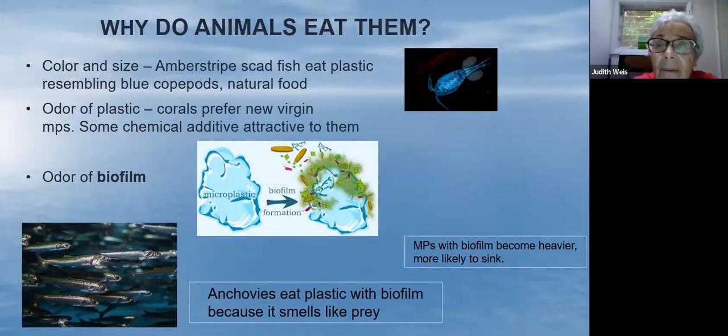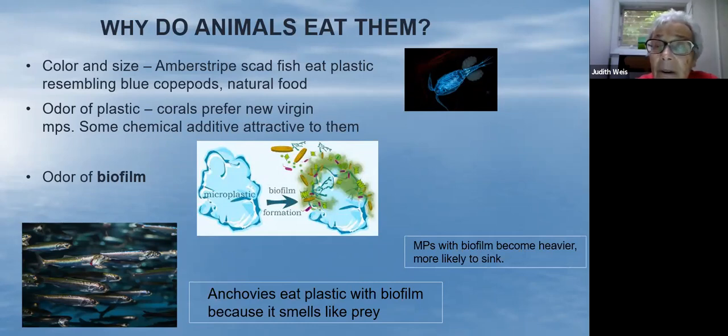A couple of reasons. One is the color and size resembles the food they normally eat. There is a fish called an amber striped scad that normally eats blue copepods. Copepods are a very common type of zooplankton animal, and the ones right near the surface tend to be blue. This fish's favorite food is those. So if you present it with a piece of microplastic that's the same size as the copepod, they will be very happy to eat those microplastics.